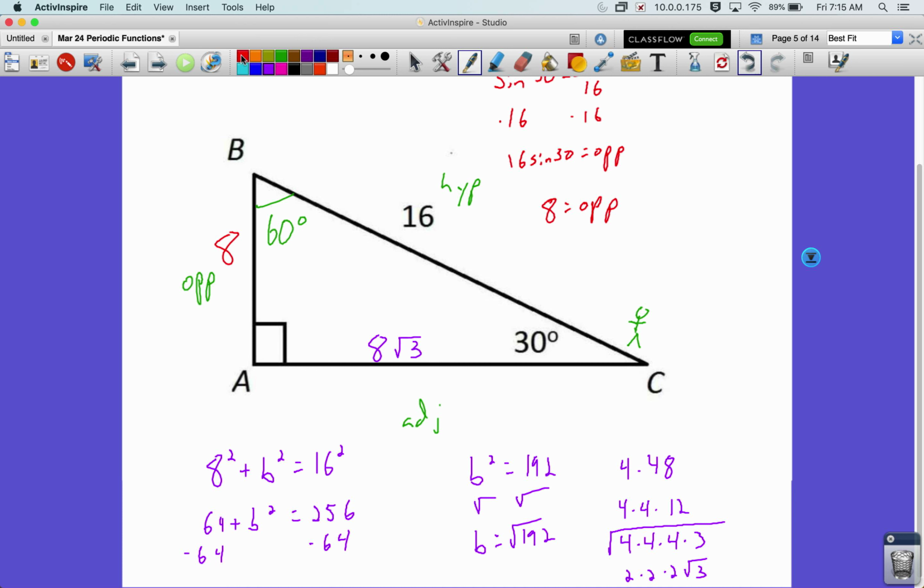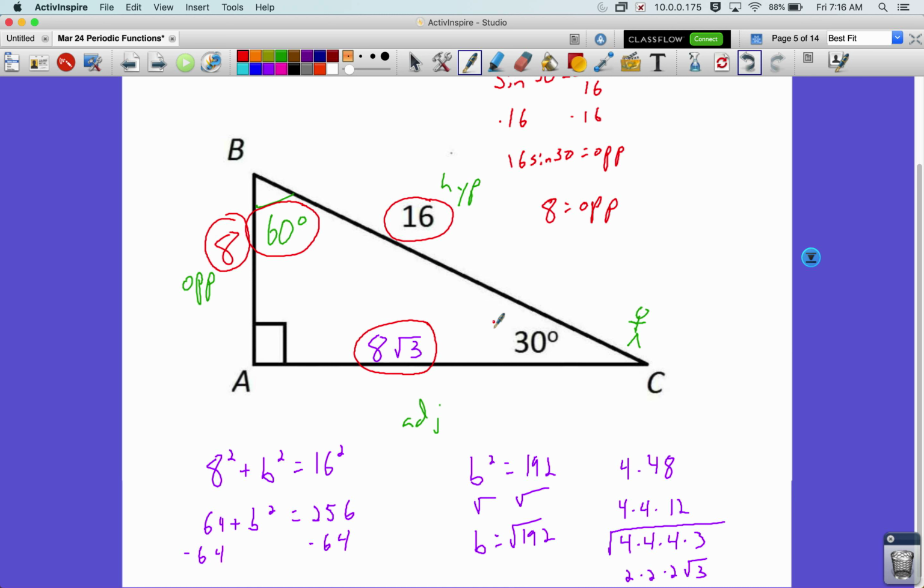All right, and this triangle is solved. This length over here was 8 units. This length over here was 8 root 3 units. This length here was 16. And this angle here was 60 degrees. I found this angle first with that triangle sum. Then I used little right triangle trig to find this length over here, Pythagorean theorem to find this length here, and then simplified the square root of 192 into 8 root 3.